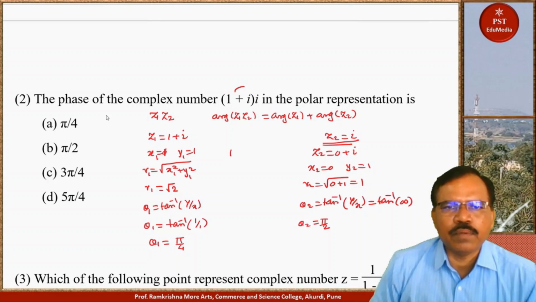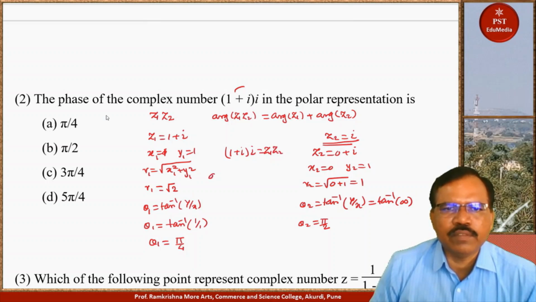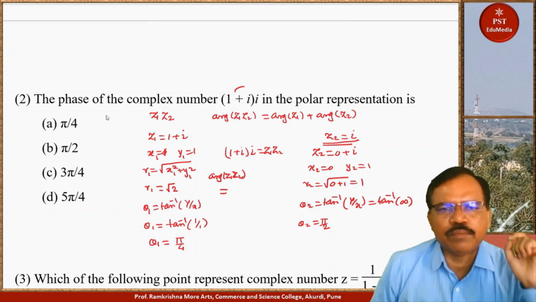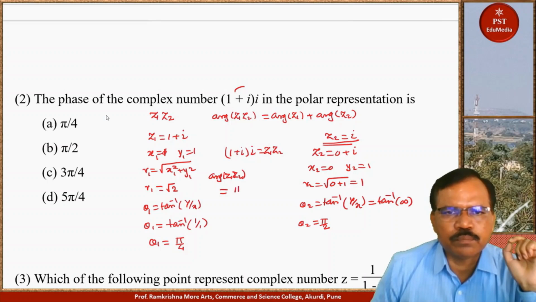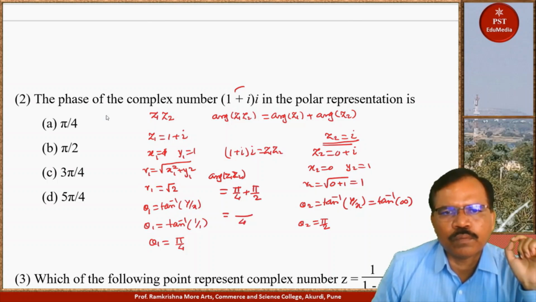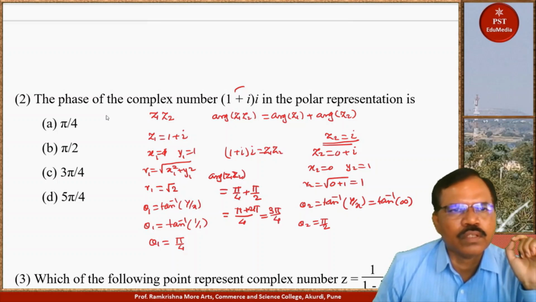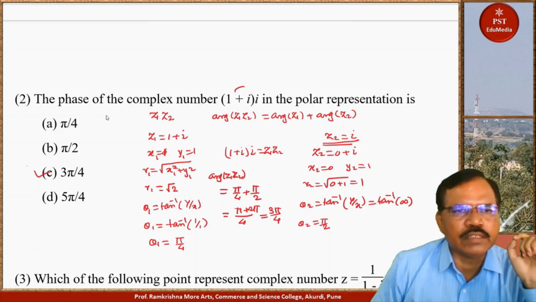Now here (1 plus i) into i, that is Z1 into Z2. So argument of Z1 into Z2 is argument of Z1 plus argument of Z2. So it is pi by 4 plus pi by 2. So we get here 4 and pi plus 2 pi. So we will get here 3 pi by 4. So here this third one is correct.